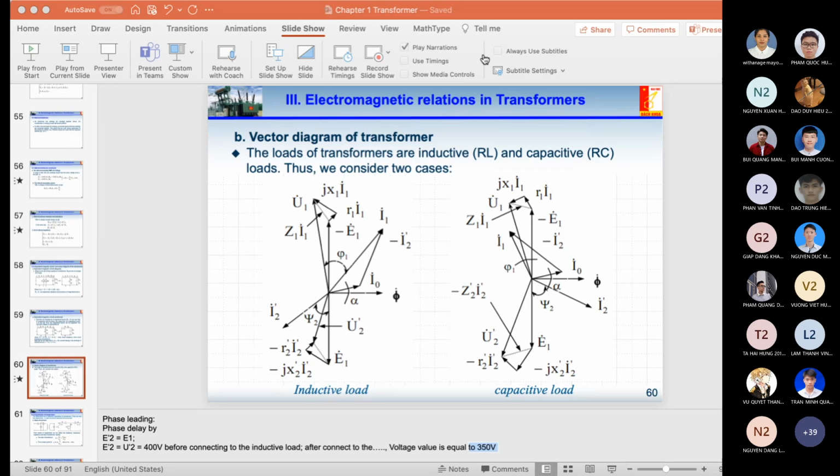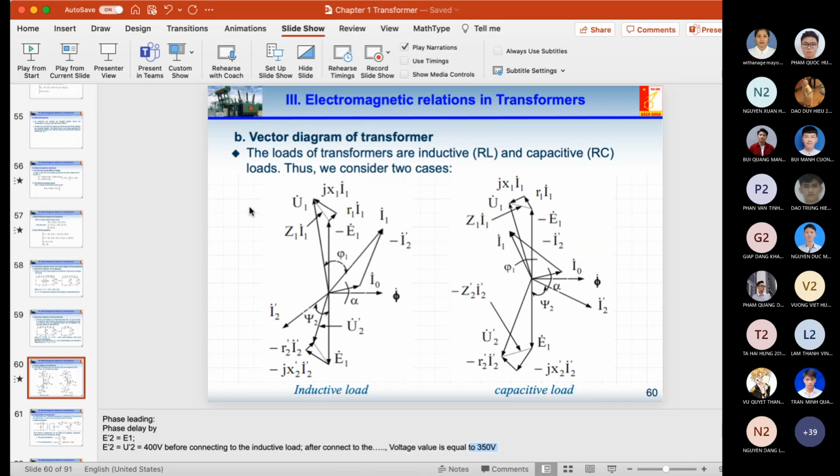Okay, so let's come back to our lecture slide. For this slide, we're talking about the vector diagram of the transformer. I would like all of you to understand it.